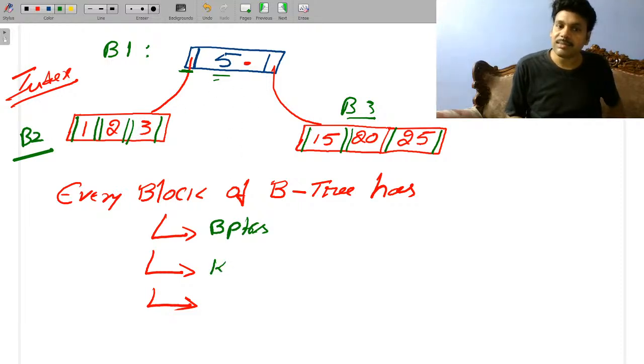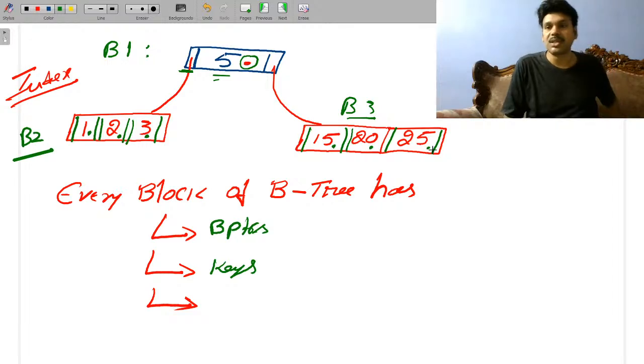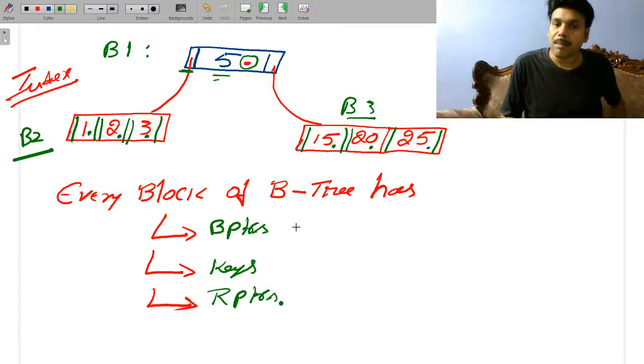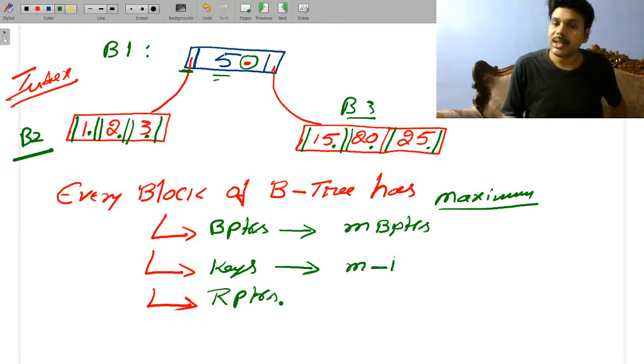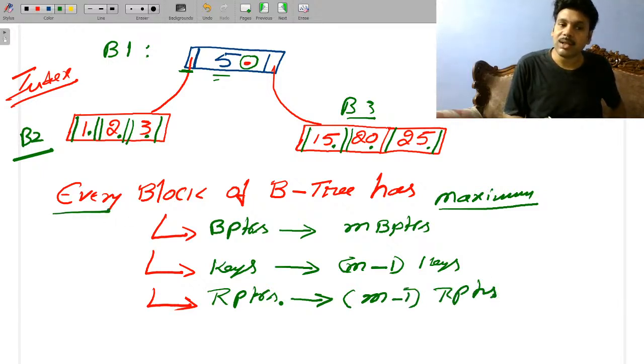And the next element is key. Everywhere you are finding keys, and everywhere you are finding what? Record pointers. Please observe. Record pointers play a very important role to pull the data from your original data file. I have a question to all of you. Maximum how many block pointers can a node have? Maximum, I am telling about a maximum. Nothing but m block pointers. How many keys maximum can I have? m minus 1 keys. And the maximum record pointers, how many do we have? As many keys, those many record pointers. These are all available in one particular block.